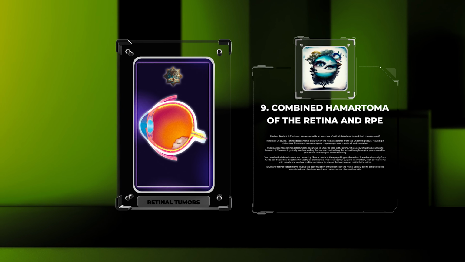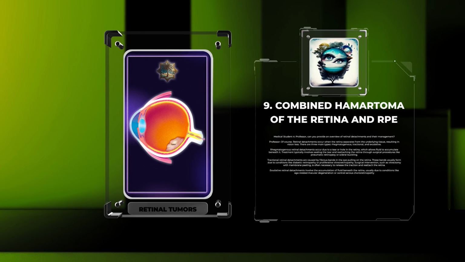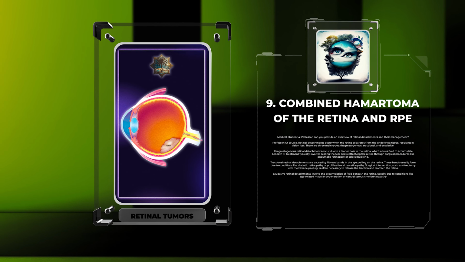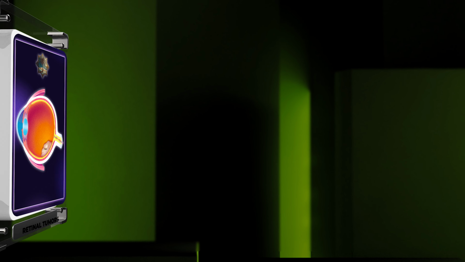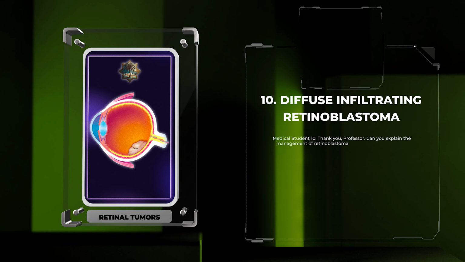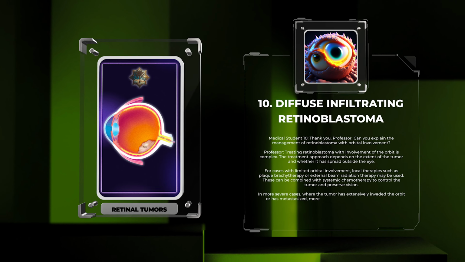Exudative retinal detachments involve the accumulation of fluid beneath the retina, usually due to conditions like age-related macular degeneration or central serous chorioretinopathy. Medical Student 10: Thank you, Professor. Can you explain the management of retinoblastoma with orbital involvement?